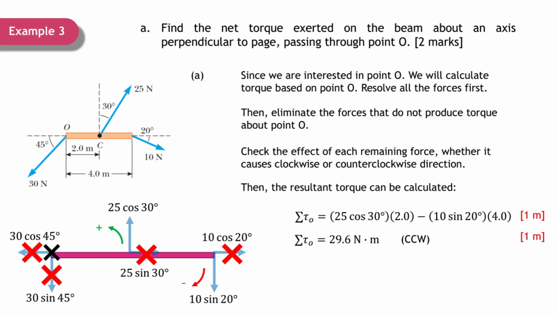In this example, we are asked to find the net torque about point O first. Choose point O as the rotational axis. Then, resolve each force into perpendicular and parallel components. Any force acting through the rotational axis or parallel to the beam produces zero torque and can be ignored. Next, determine the direction of rotation for the remaining forces. The 25 N force produces a counterclockwise torque, while the 10 N force produces a clockwise torque. Finally, sum all the torques with the correct sign. The resultant torque is 29.6 Nm counterclockwise.